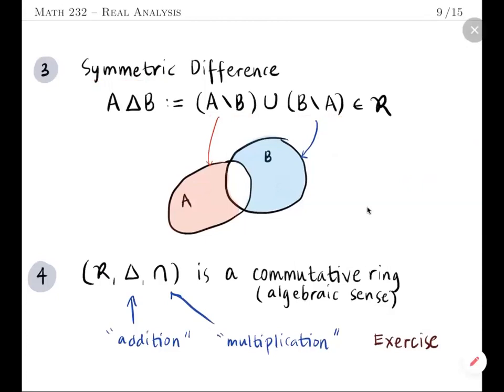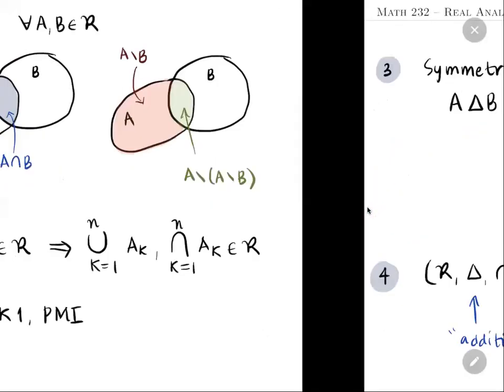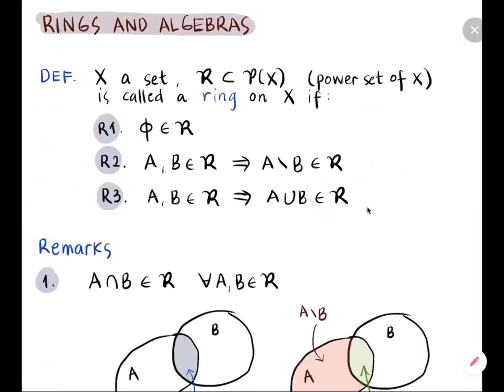Okay. Now, we say that the symmetric difference is also in a ring. Well, you could already see it here because the operations involved are just taking unions and taking the set difference. And if we recall the definition of a ring, R2 and R3 tell us that a ring is closed under the operations set difference and set union.